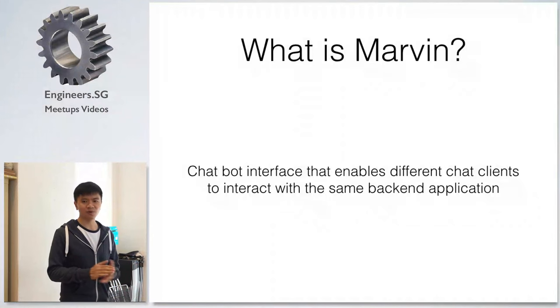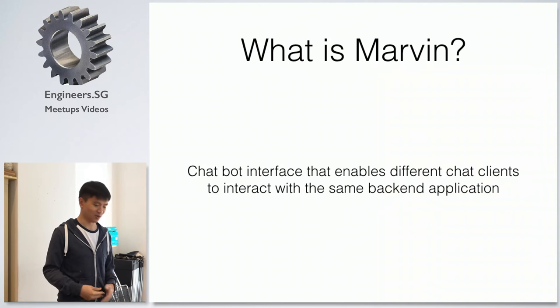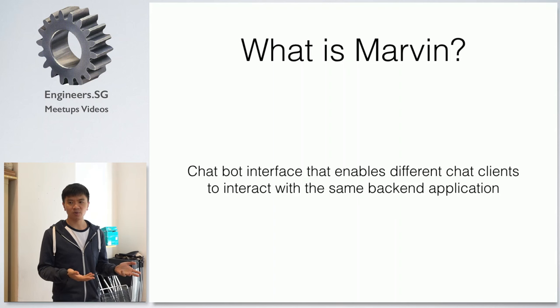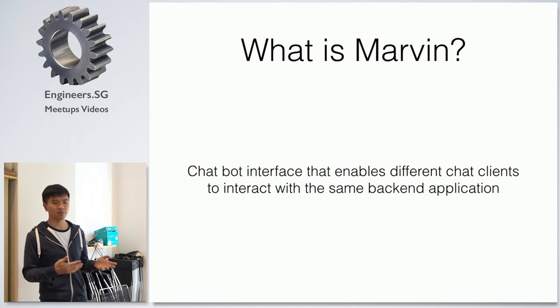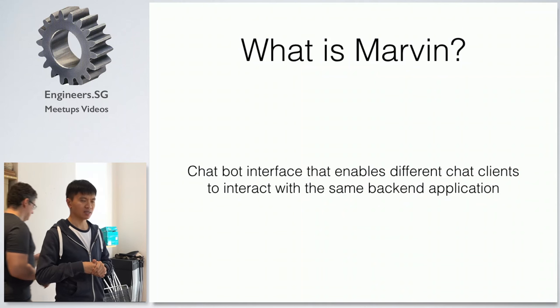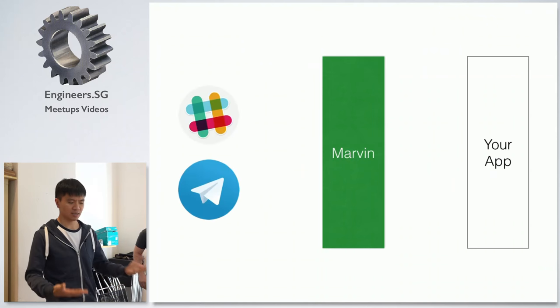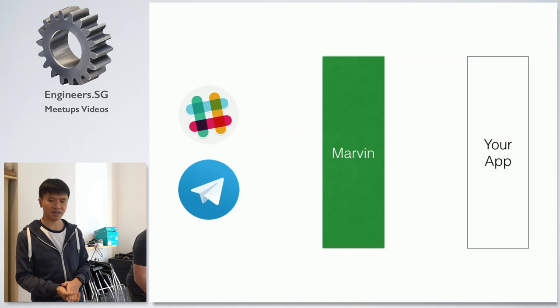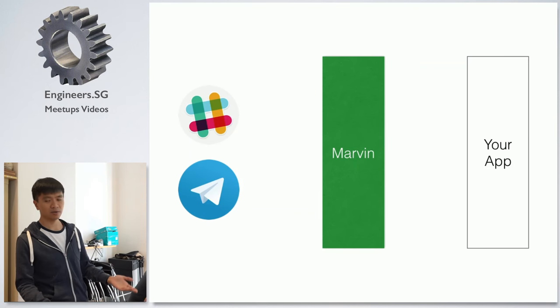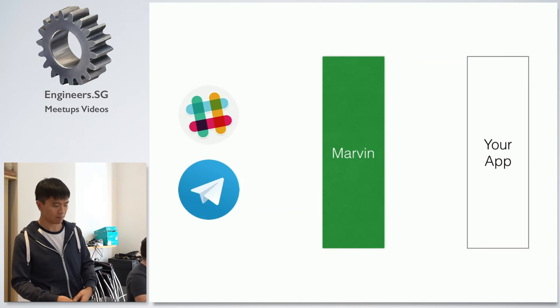So for the people who are watching this video who are not familiar with Marvin, and also for people over here, if you're not familiar with Marvin, so what is Marvin? When we built Marvin, we wanted a chatbot interface that would be able to talk to different chat clients, and it would be backed by the same backend application. So what does it mean? Let's say we have, over here, Slack and Telegram. Marvin will sit in the middle between the chat client and your app.